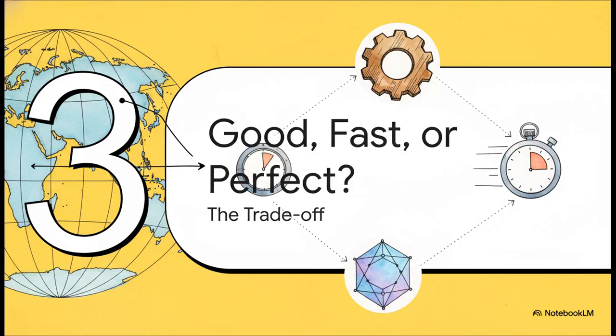So, if finding the perfect solution is off the table, what do we do? Well, this leads us to a really fundamental trade-off that you see everywhere in problem solving. It's about deciding what you actually need. Is it something good, something fast, or something absolutely perfect?